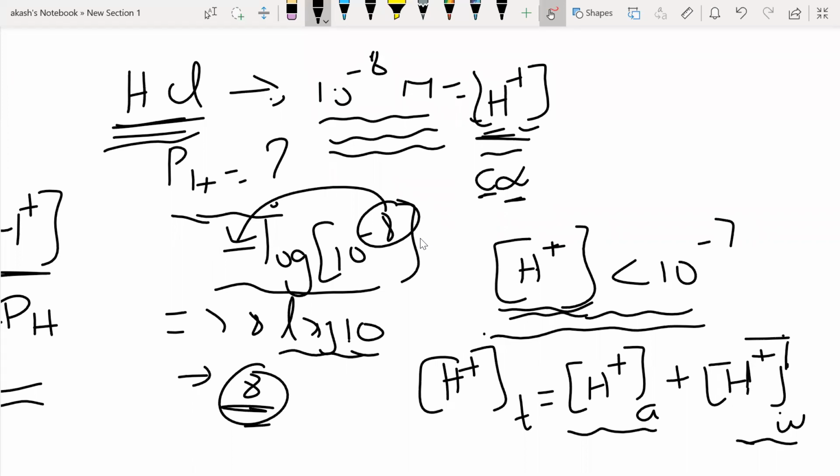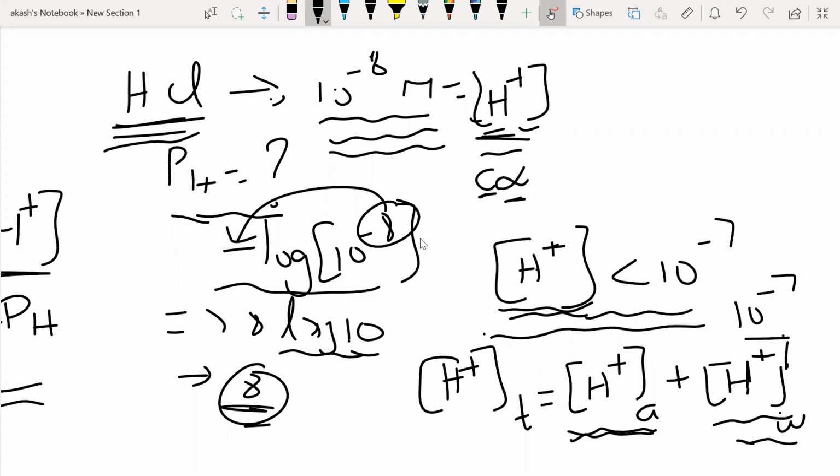Absolutely. How did you get the value of 10 to the power minus 14 for Kw? Because when I go for the ionization of H2O, it will give me H plus and OH minus. So the Kw value is basically the product of H plus concentration into OH minus concentration. Now to get 10 to the power minus 14 for Kw, obviously H plus concentration is 10 to the power minus 7 and OH minus concentration is 10 to the power minus 7. So this is the constant value, guys. This value is always 10 to the power minus 7.